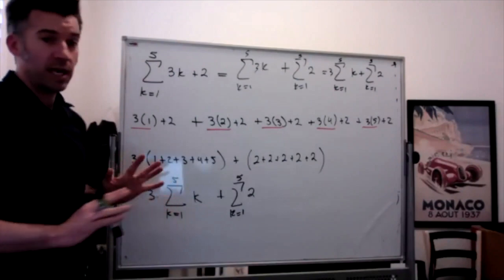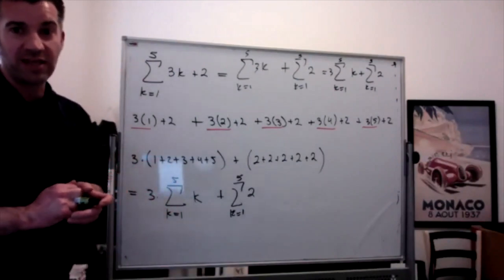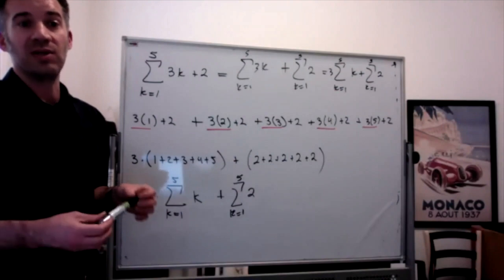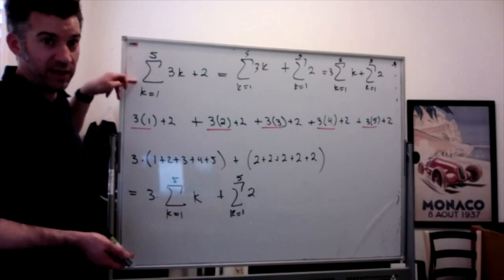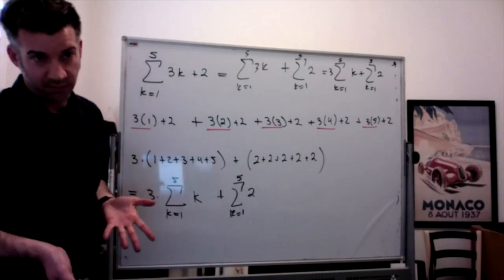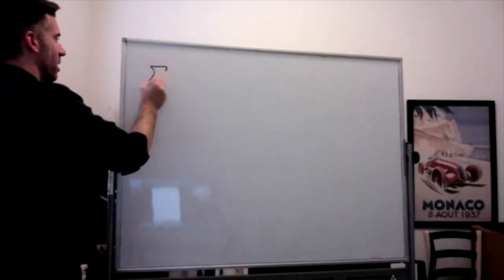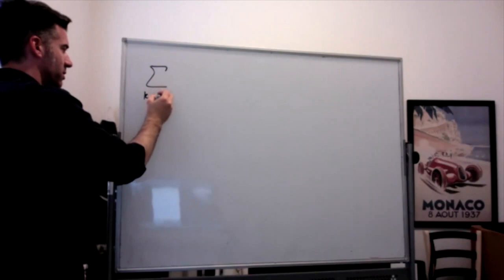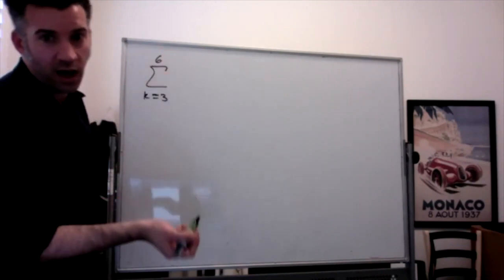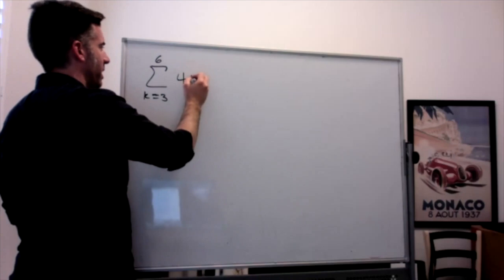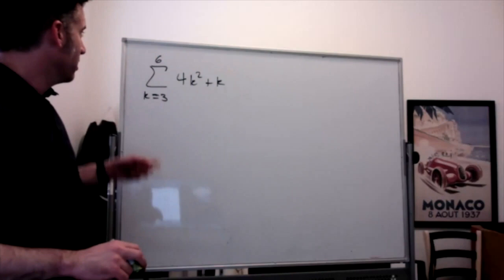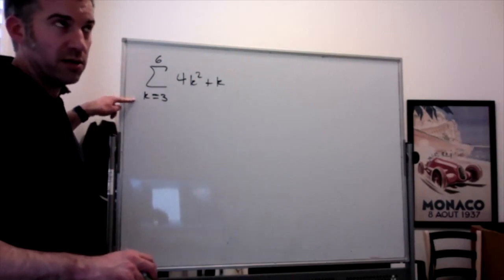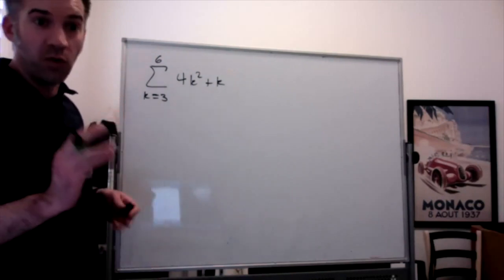Now I will say, the number of things that you get in a summation is always one more than the difference between the starting and the ending place. So 5 minus 1 is 4, 4 plus 1 is 5. So just as another example, if I was going to talk about finding the sum from k equals 3 to 6 of, I don't know, 4k squared plus k, I know that there's going to be 6 minus 3 plus 1. That's 3 plus 1, which is 4 terms.